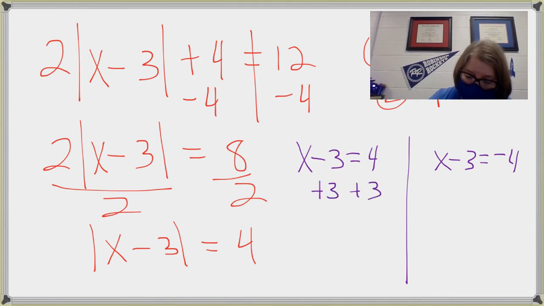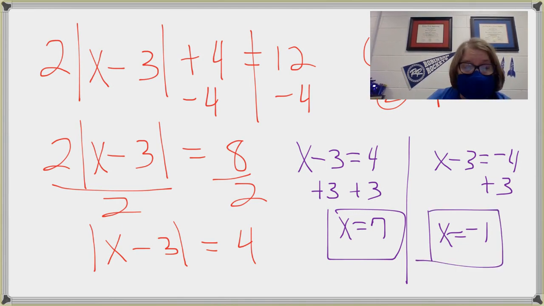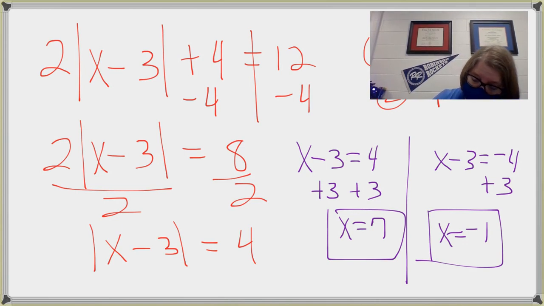You're going to add 3. And here we're going to add 3. That gives me 2 solutions. You want to be careful to check these to make sure they work, especially if your problem says check for extraneous solutions. So I'm going to take this 7 and I'm going to plug it in for this x.